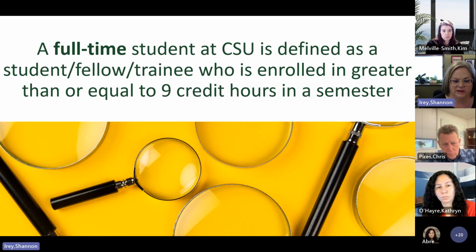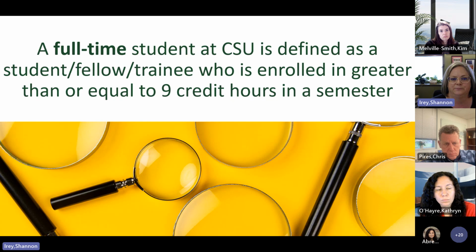So another important thing to remember is, what is a full-time student? This becomes really important when we get into our fellowship and training grants, because some of them require that our students are a full-time student as defined by our institution. So here at CSU, a full-time student is defined to be 9 credit hours.